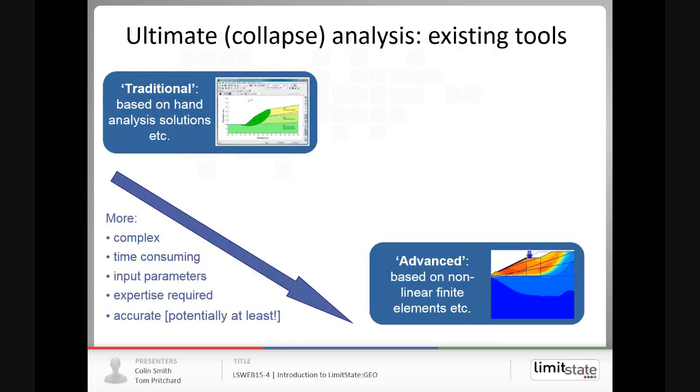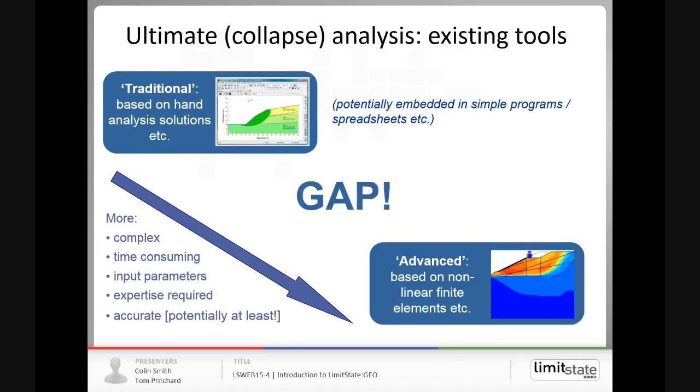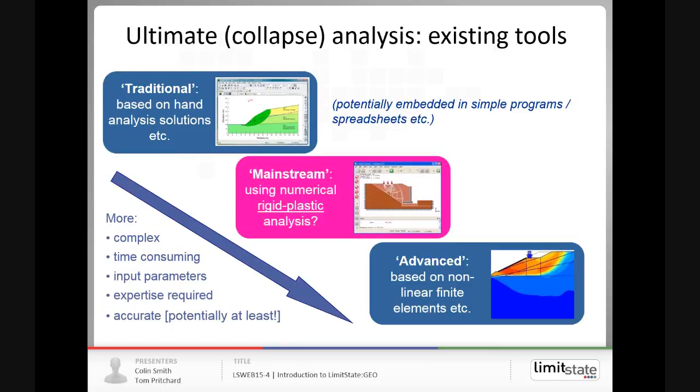Those sorts of programs can solve very specific types of problems that generally do a good job, but they're not particularly flexible. If you want to solve something more complicated or a kind of hybrid problem, then you're going to move to nonlinear finite element software that can deal with very complex geometry, very complex soil behavior, but requires a lot more data and a lot more expertise to use. And what we feel is there's a gap between these two, which is filled by computational limit analysis, or what we call rigid plastic analysis. And that's what this software, LimitStateGEO, provides.